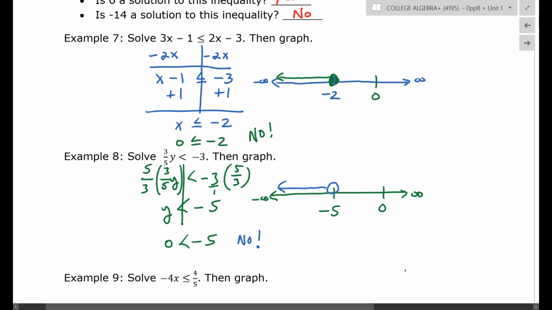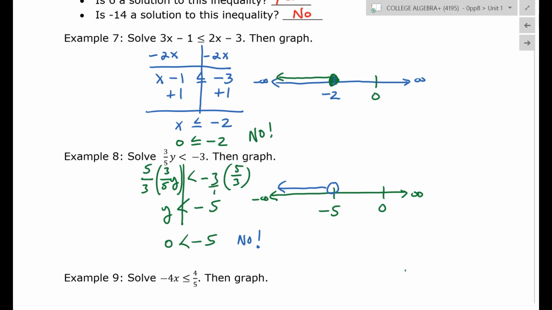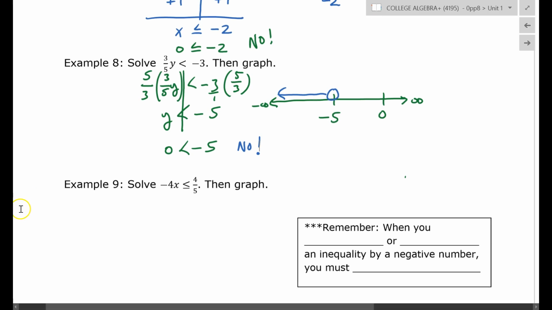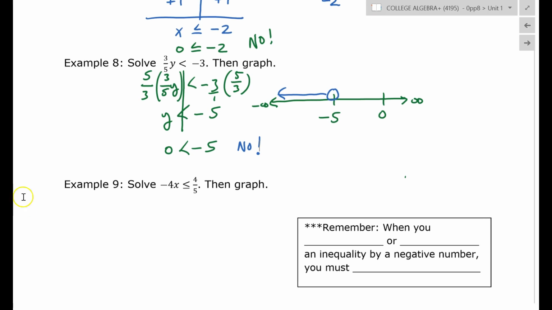All right, here is the one thing. Does everybody agree that up until this very moment, we basically took everything that we've learned with solving equations and then applied it to this with the shading on the number line? There is only one instance where the game changes.